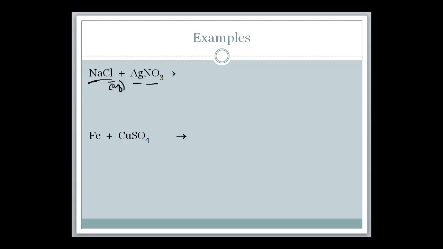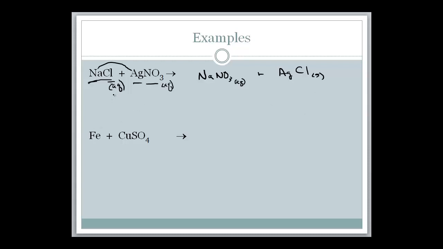So it's a double replacement. Silver nitrate is also aqueous. We're going to write the products. So cations switch. The first product is sodium nitrate, which is aqueous because it's soluble, and then silver chloride, which is insoluble, so it gets the solid designation. Let's make sure it's balanced, and it is.